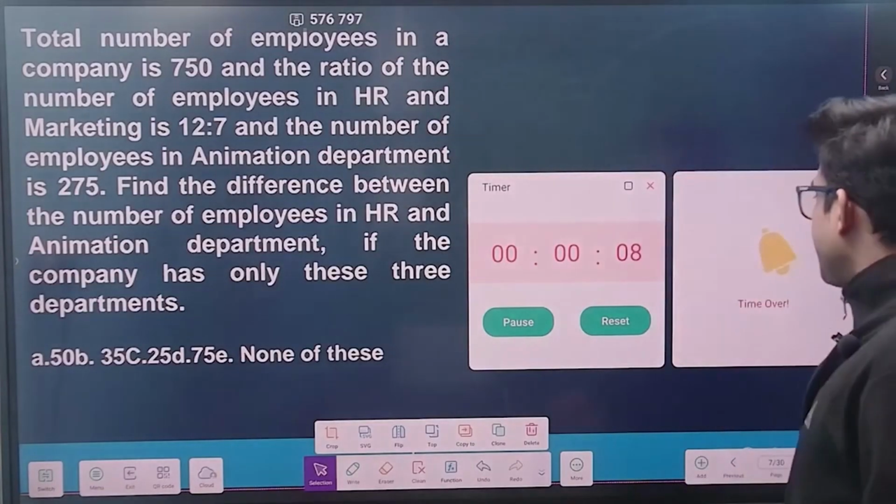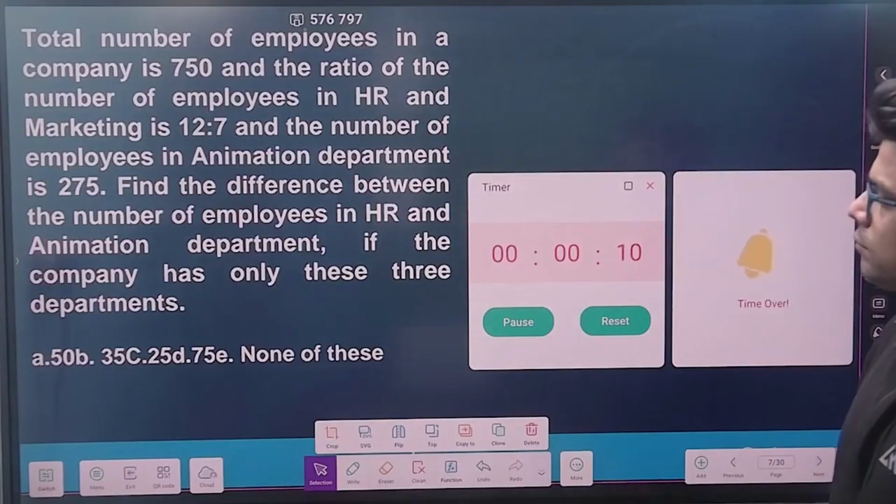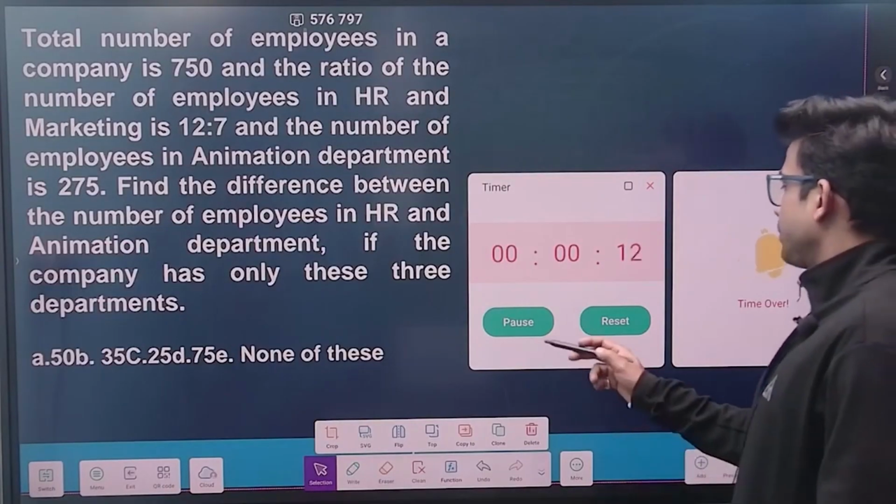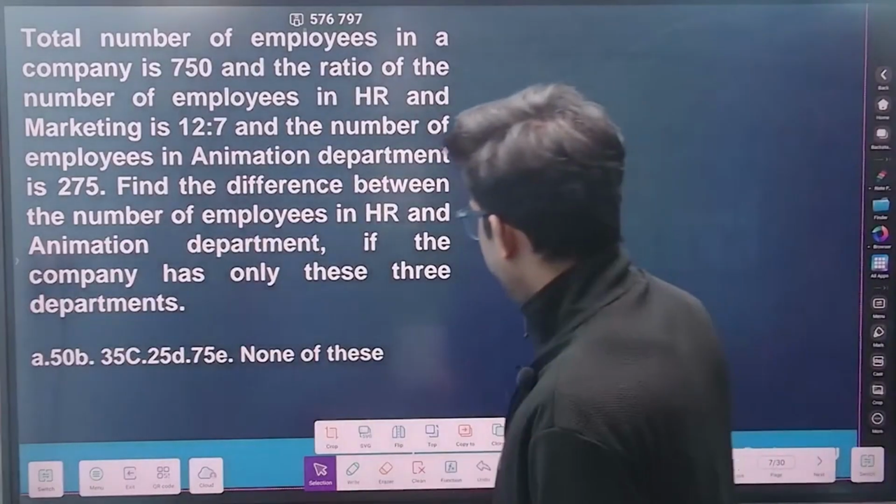I think now time is up. Okay, so let's come and try this question.